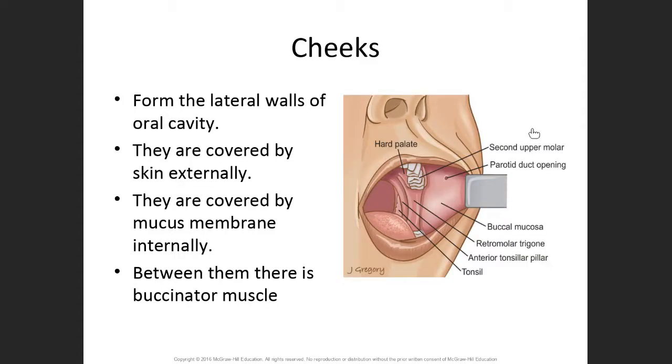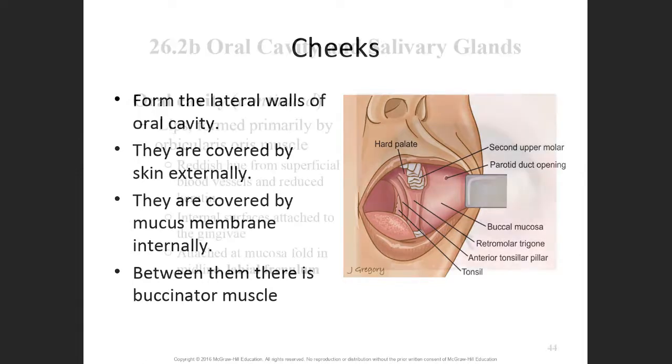First, look at this picture. In this picture, you can see the cheeks. The cheeks make the lateral wall of the oral cavity. Externally, they are covered by the skin, and internally, they are covered by the mucous membrane. Between the skin and mucous membrane, we have the skeletal muscle, which we call the buccinator muscle. Contraction of this muscle can squeeze the food or everything which we have in our oral cavity.